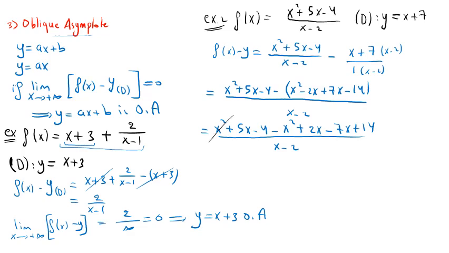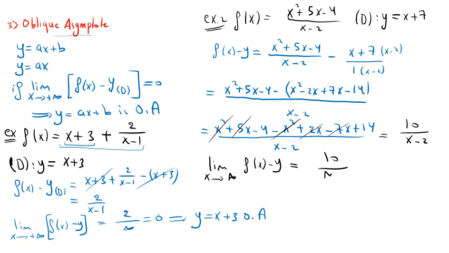X squared is cancelled by x squared. 5x plus 2x equals 7x. 7x minus 7x will be cancelled. Minus 4 plus 14 is equal to 10 over x minus 2. Now we take the limit as x tends to infinity of f of x minus y, which equals 10 over infinity minus 2. 10 over infinity is equal to 0. Then line D of equation y equal x plus 7 is an oblique asymptote.